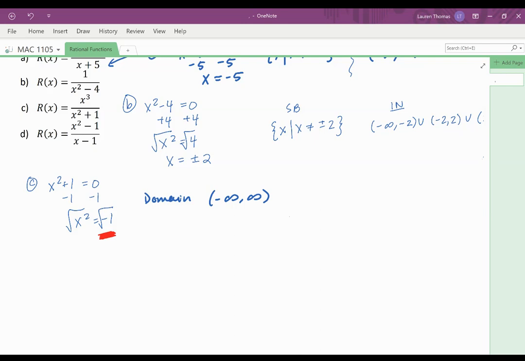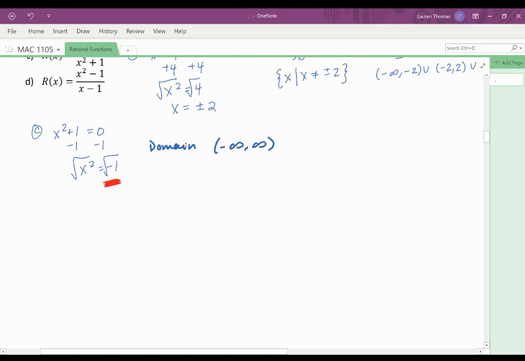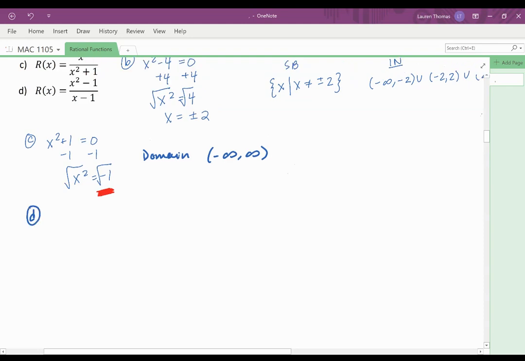All right, let's do D. So D says r of x equals x squared minus 1 over x minus 1. So same thing. We need to find the values that are going to make the denominator equal 0. So we have x minus 1 equals 0. I need to solve for x, so I'm going to add 1 to both sides. X equals 1. I solve for x. There's nothing else that I can do there. So that means that I can plug in anything I want into that function as long as x doesn't equal 1.